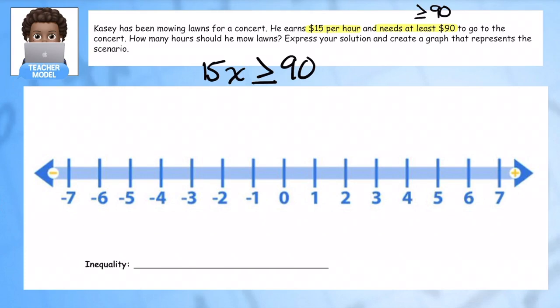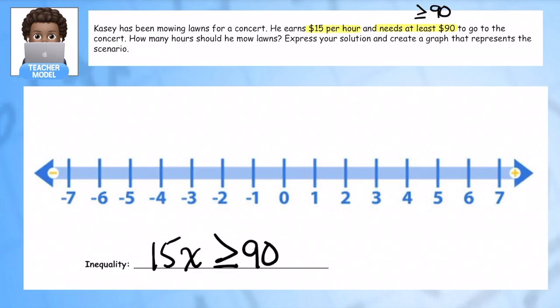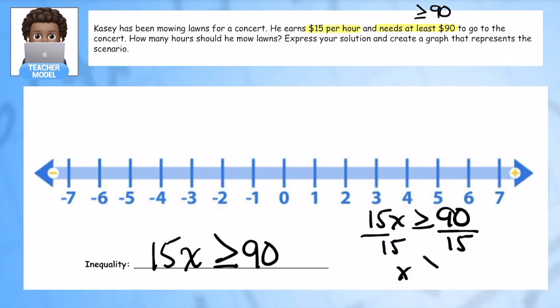Actually, I'm going to write that on my equation line. And let's simplify that. Divide both sides by 15. And x is greater than or equal to 6. And I'm going to go to 6. It can be equal to 6 or more than 6. So that is my graph.